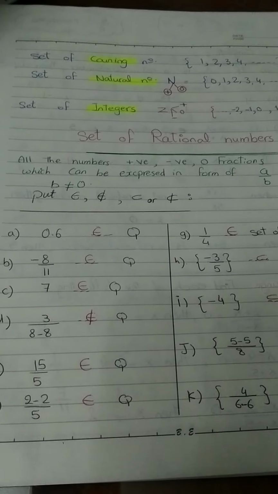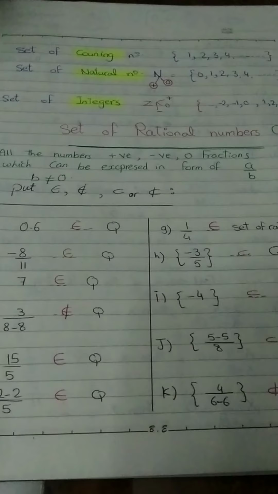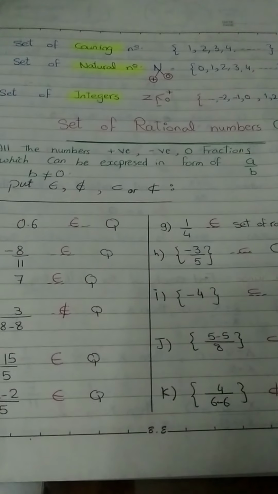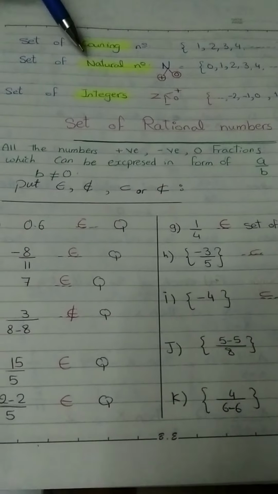Dear students, today I will teach a lesson about sets. The set of counting numbers starts from 1, 2, 3 and so on. And the set of natural numbers N refers to 0 and all the positive numbers. Start from 0, 1, 2, 3, 4 and all the positive.